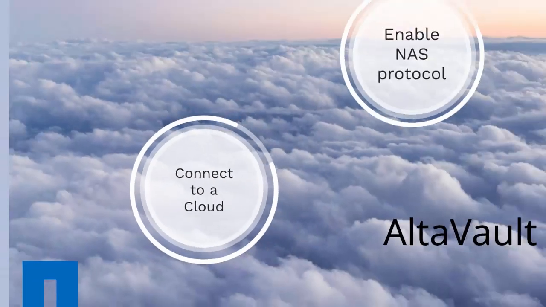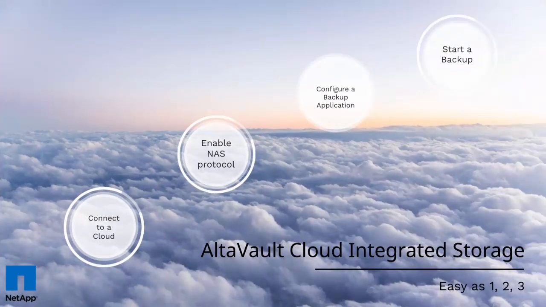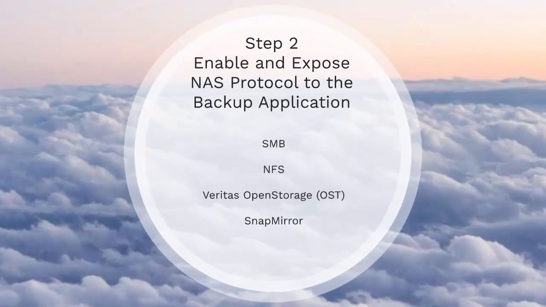The second step of deploying the AltaVault appliance is to expose a NAS protocol and share. AltaVault offers SMB, NFS, Veritas Open Storage, or OST, and NetApp SnapMirror protocols to the backup infrastructure. We'll use SMB in this demo.